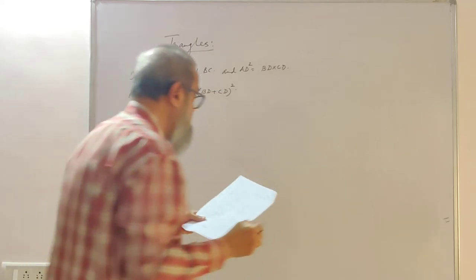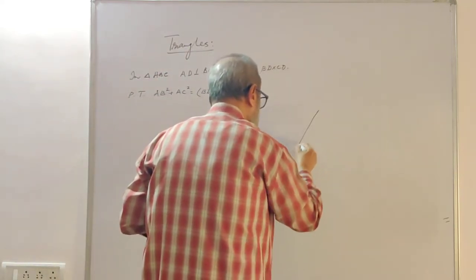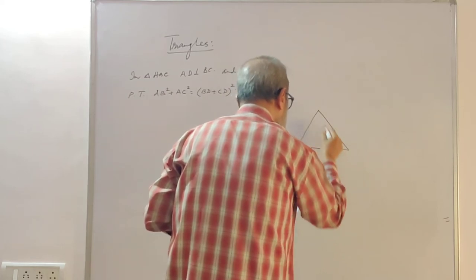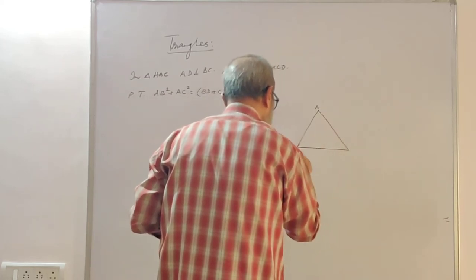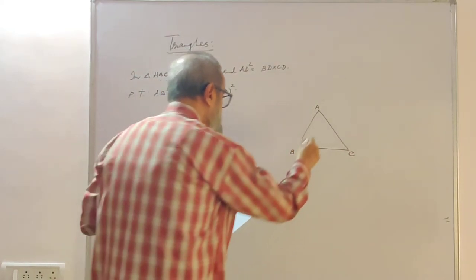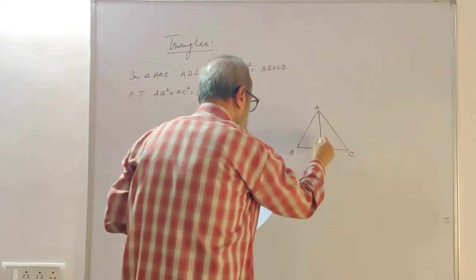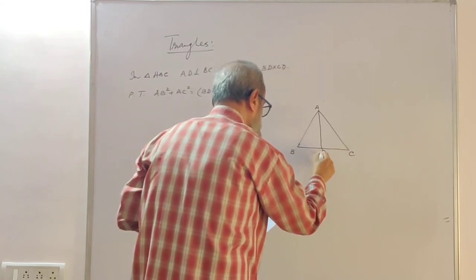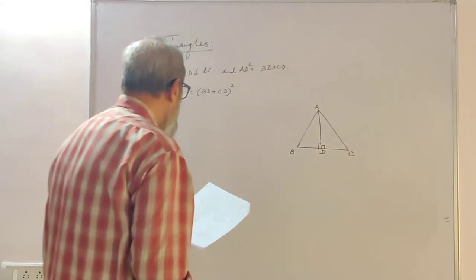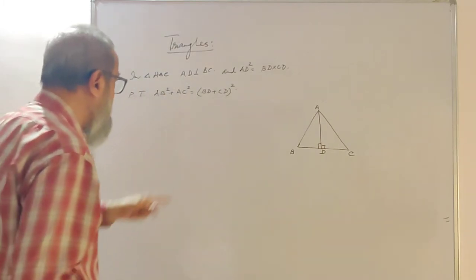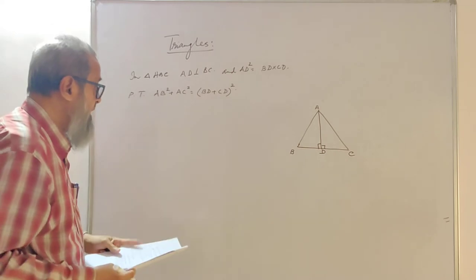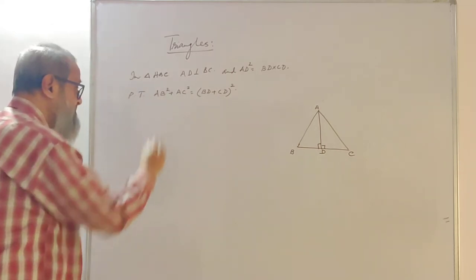A figure is given. ABC is a triangle. Then in this triangle, AD is drawn like this. This AD is perpendicular to BC, and AD square is given as BD into CD. Now he wants us to prove this.